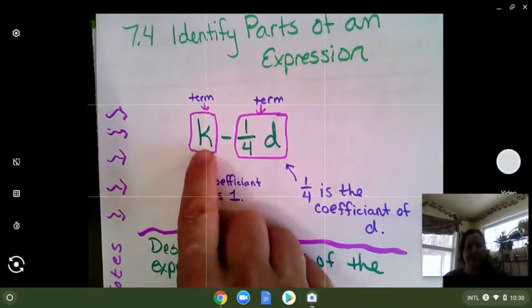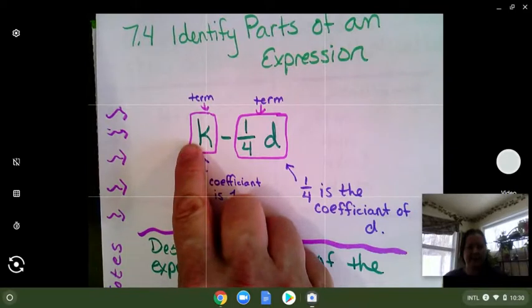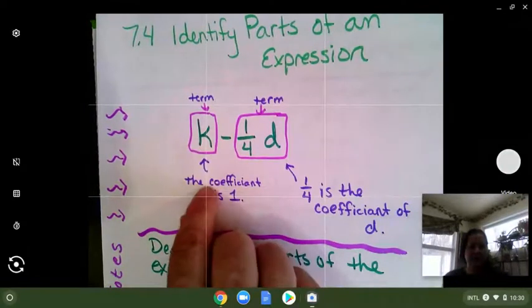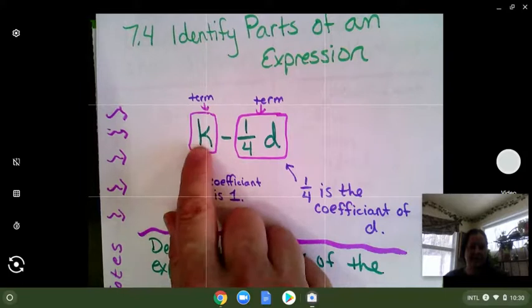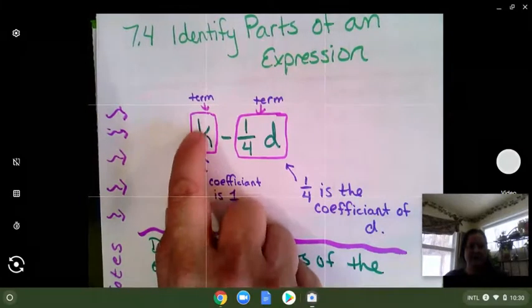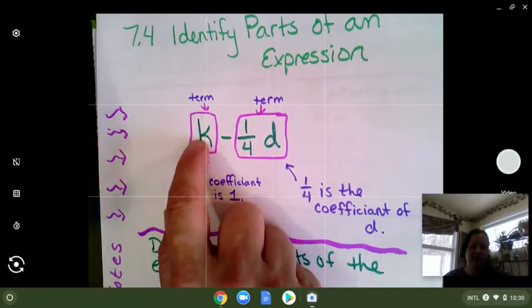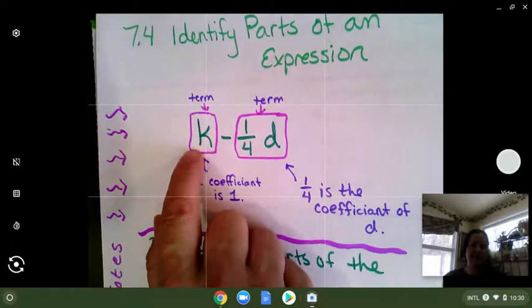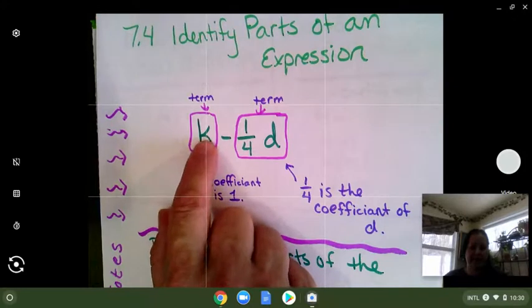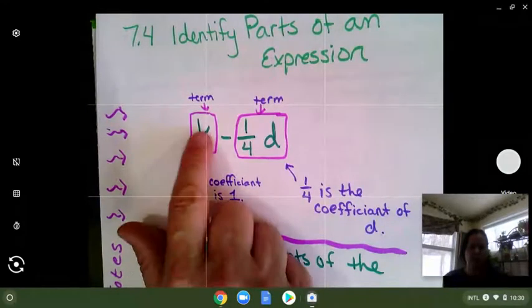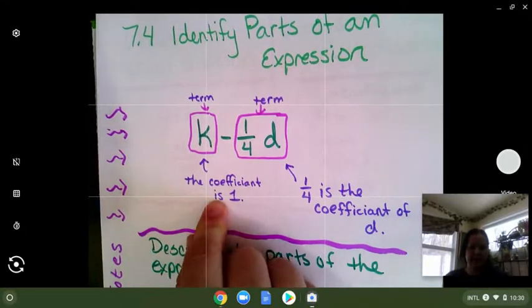If you have a variable and it doesn't have a number in front of it, you can always assume that the coefficient for the variable is 1. Because if we have 1 times any number, it just stays that number. So you don't always have to show the 1. Just know that there is a 1 there that's multiplying the K. So that's just one of those Ks. You might want to put that in your notes.